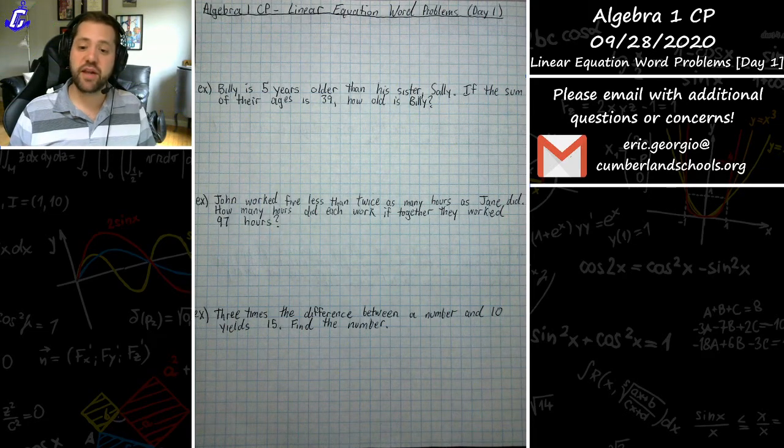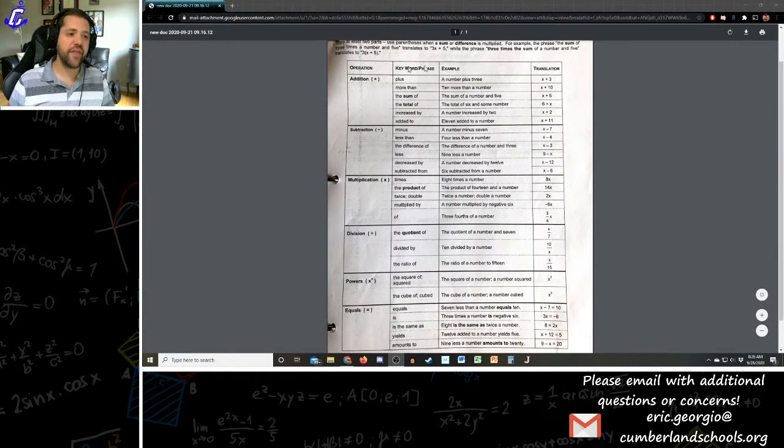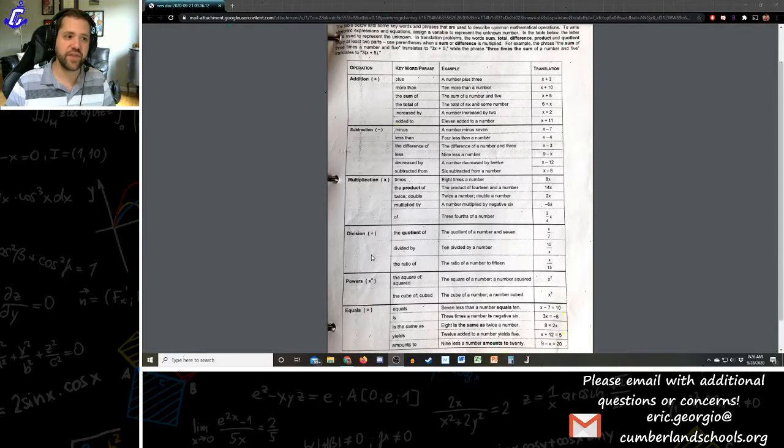To get started, I want to just show you this cool little worksheet that I found, and I will post this on Google Classroom for you. I think this is super valuable and pretty much tells you just about everything you need to know.